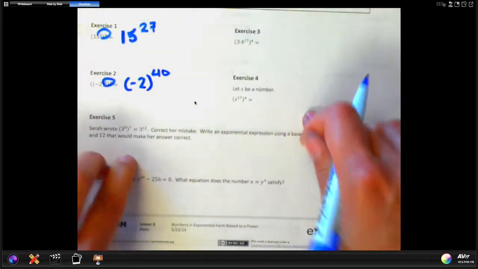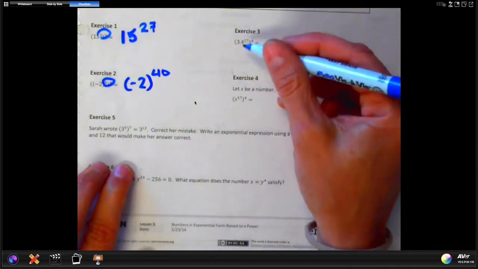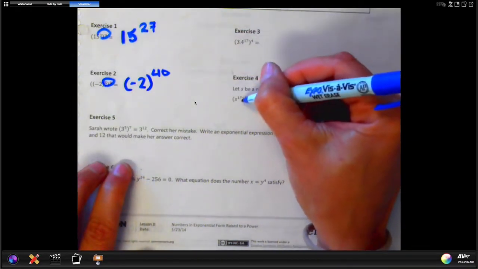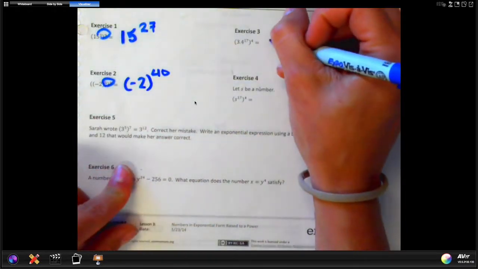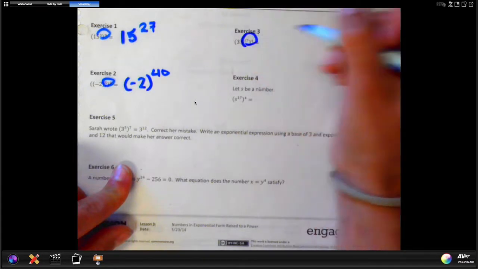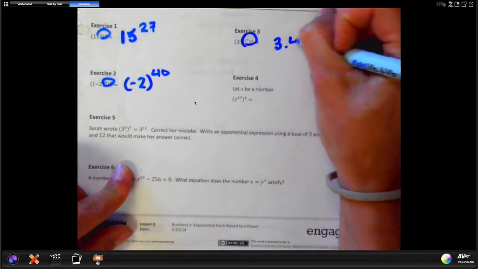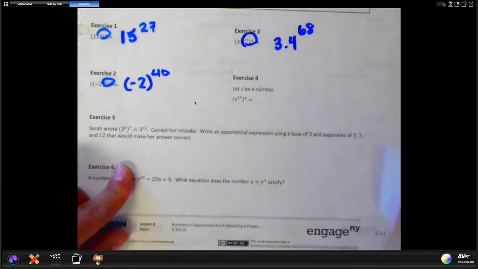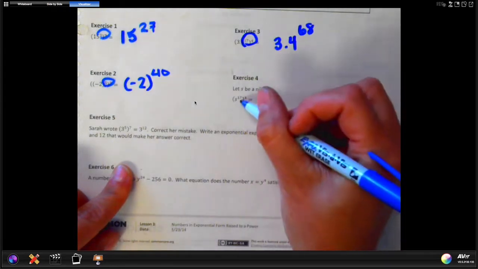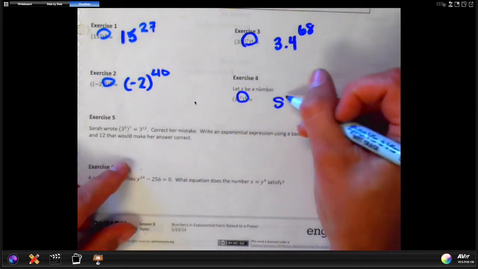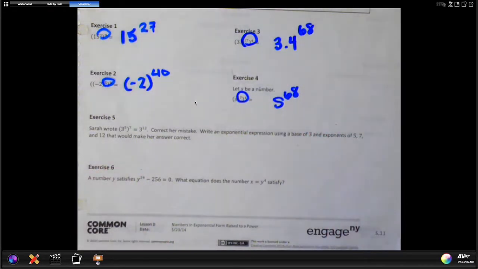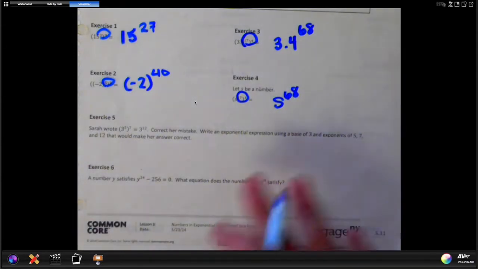Okay. It is going to be the same for decimals and also for variables. So same idea for exercises 3 and 4. 3.4, we'll keep that, and we're going to multiply the 17 and the 4 to get 3.4 to the 68th power. S to the 17th to the 4th power, we're going to multiply those two and get S to the 68th power. Same deal. Okay? So that is our first true key concept here.